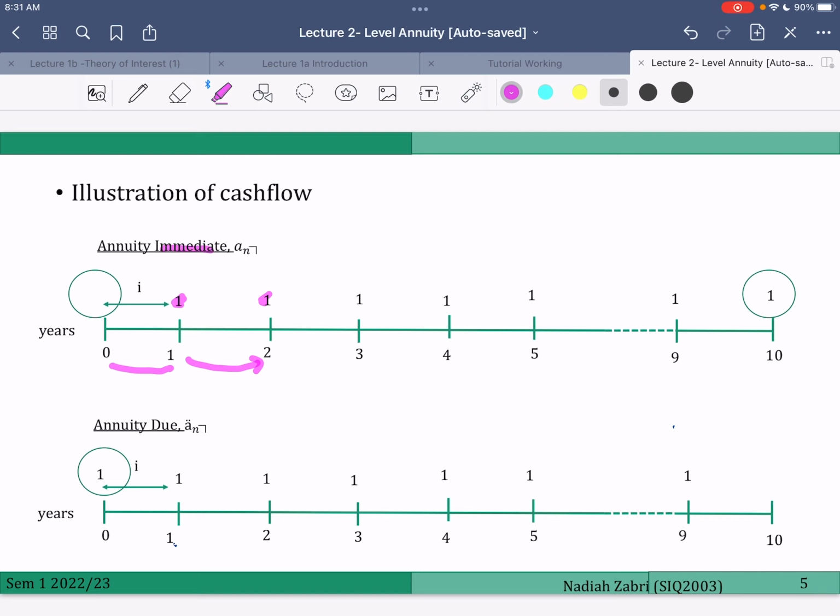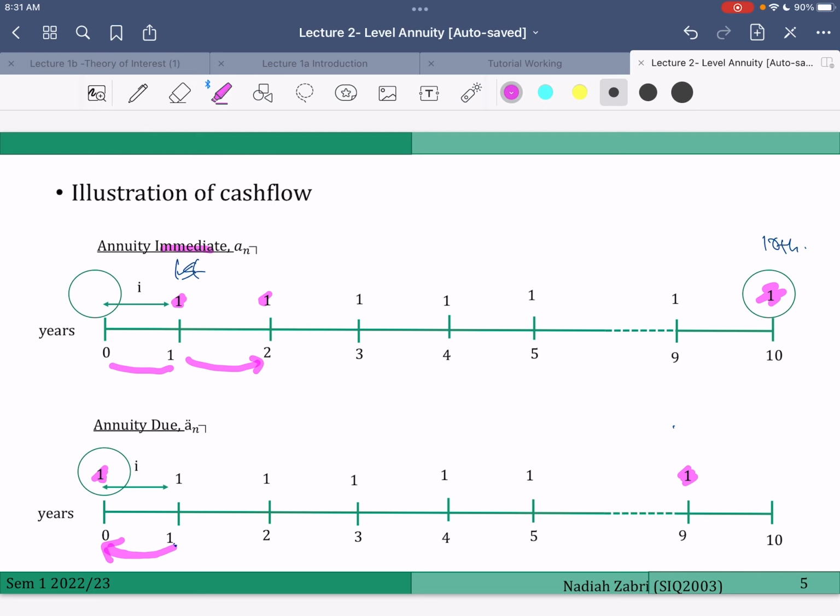Okay, so this annuity has 10 payments, from the first payment until the 10th payment, and each payment is paid at the end of the year. What about annuity due? For this example, there are also 10 payments, but the first payment is made now, and the last payment is made at time 9. So every payment of those 10 payments is made at the beginning of the period. So for the first year, the first payment is made at the beginning of that period.